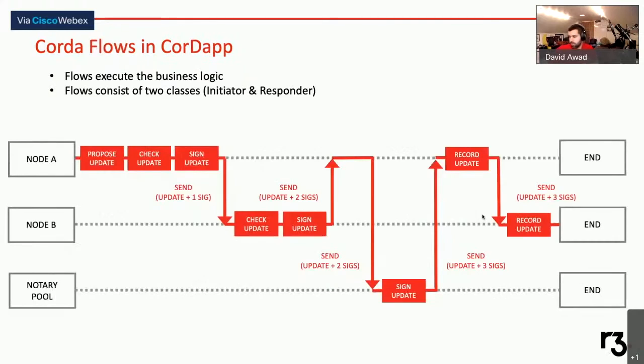And this is where flows really come in. So take a minute to just kind of absorb this diagram and think about what a flow is. A flow, we like to say it executes the business logic, but really a flow is a way for you to trigger transaction updates.